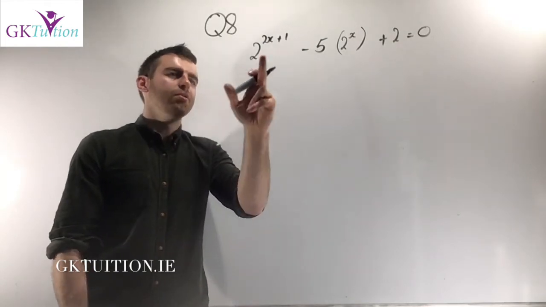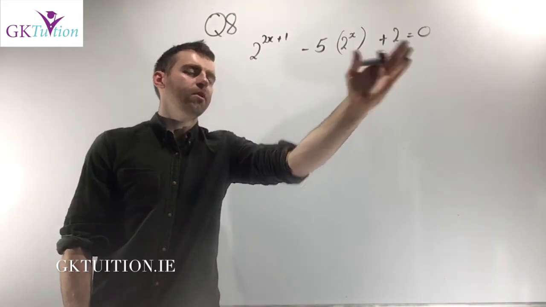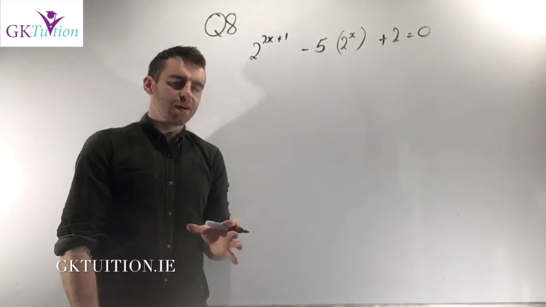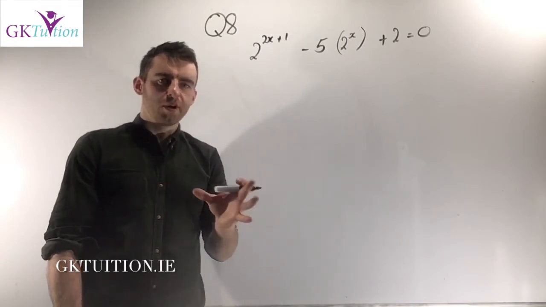So this one, you have 2 to the power of 2x plus 1 minus 5 times 2 to the power of x plus 2 equals 0. So I want you to take that one down now, and I want you to pause the video and try and work through it before you watch my solution.